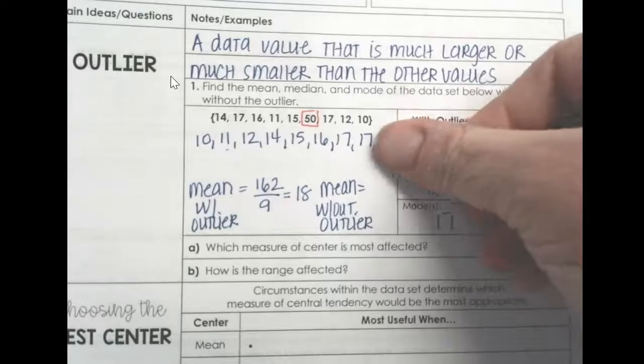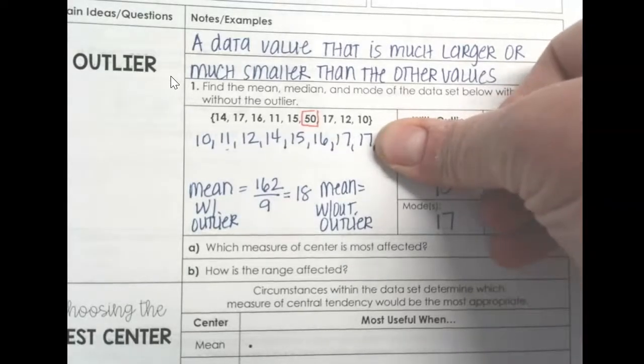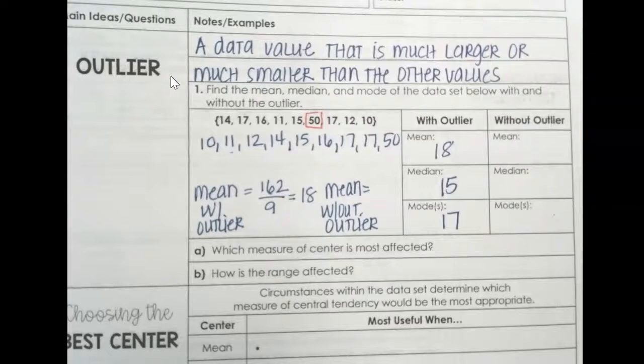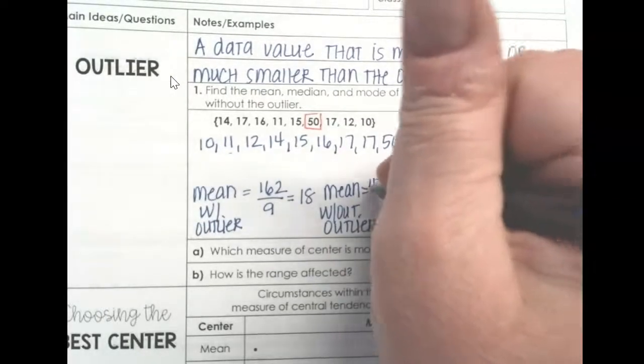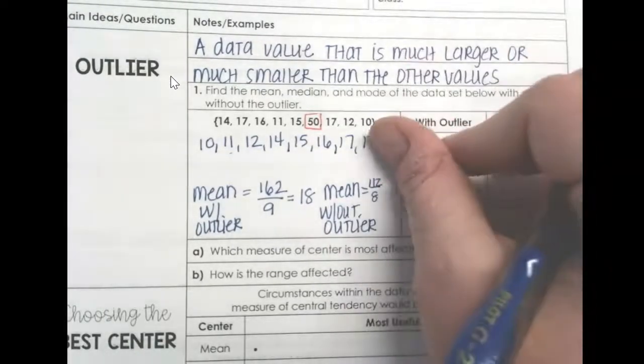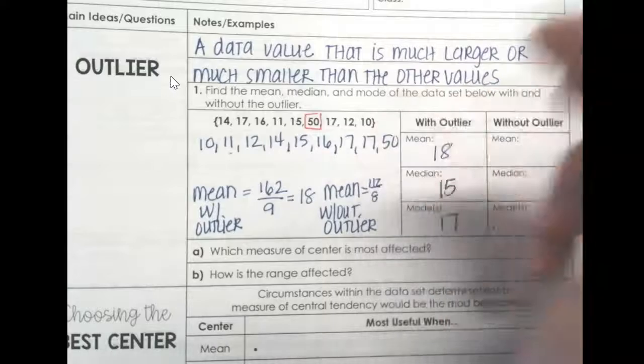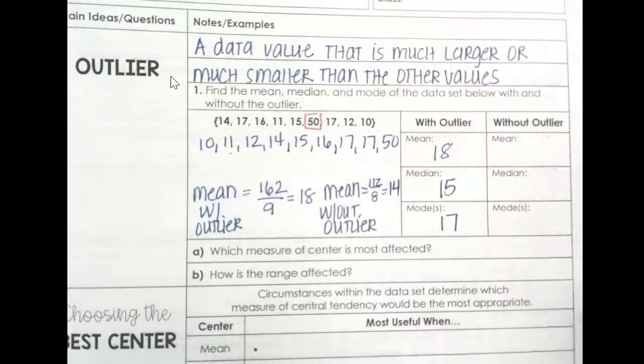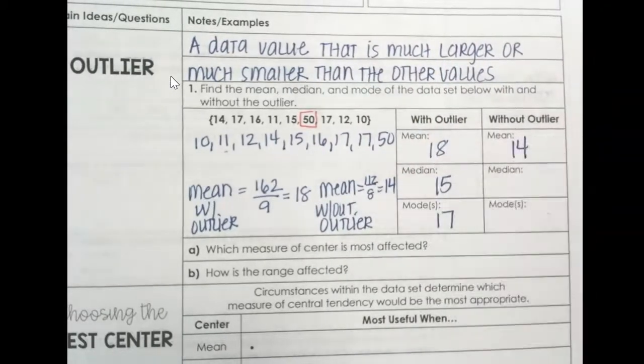Okay, so really, I'm going to cover 50 up, and I want to know what that mean is. So add them all up, and when I add them all up, I got 112. Now there's 8 numbers because I took the 50 off, and that will give me a mean of 14.